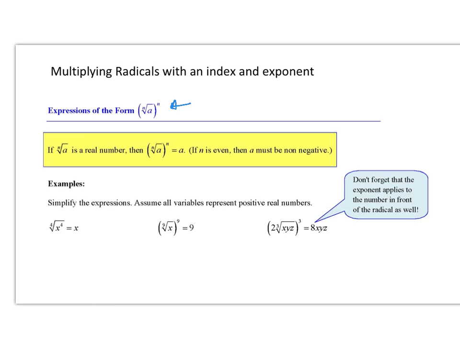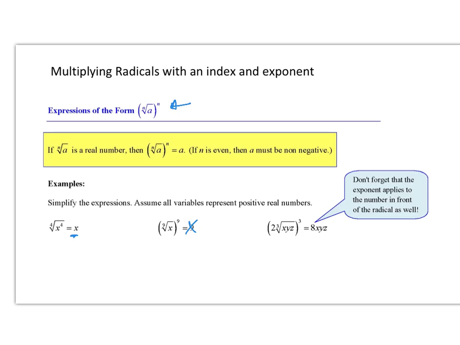So here's some examples. The first example, we have the fourth root of x to the 4, which you know is just x. This is incorrect. That should just be x. Right? So we have the ninth root of x raised to the ninth power is just x.